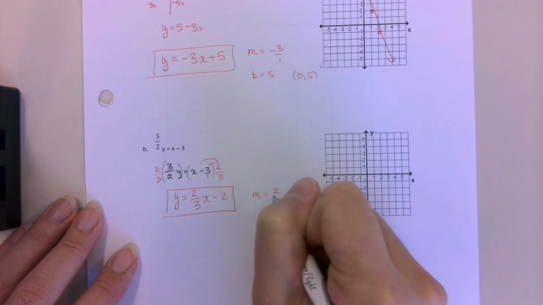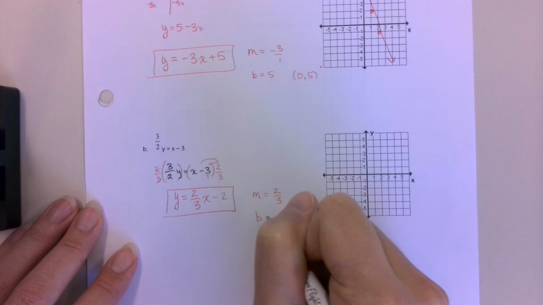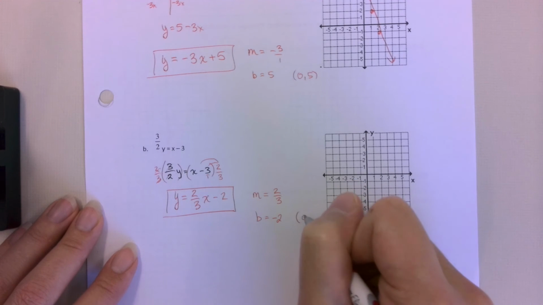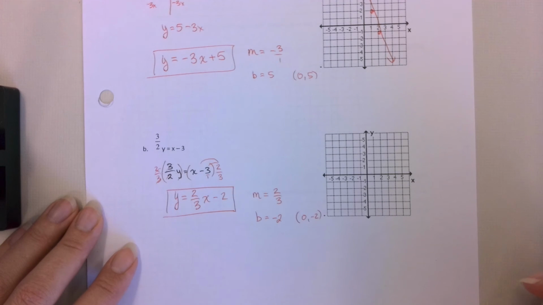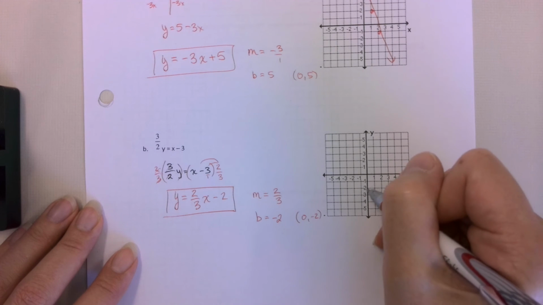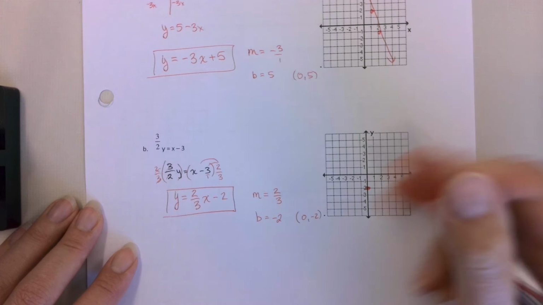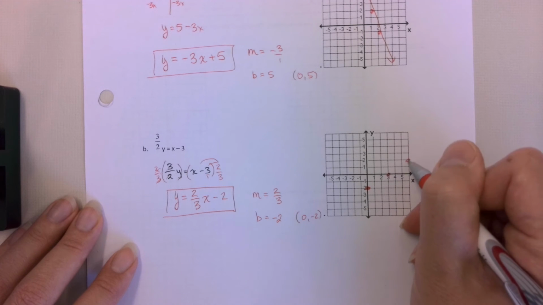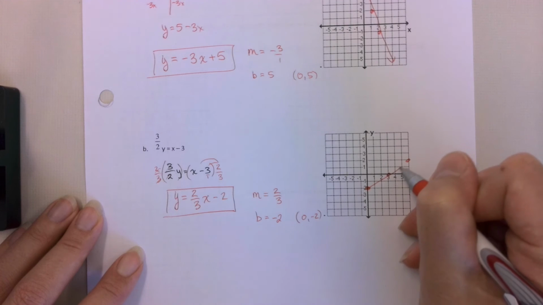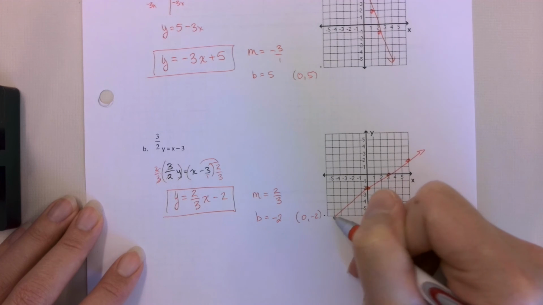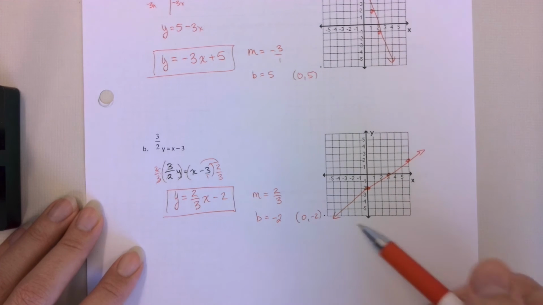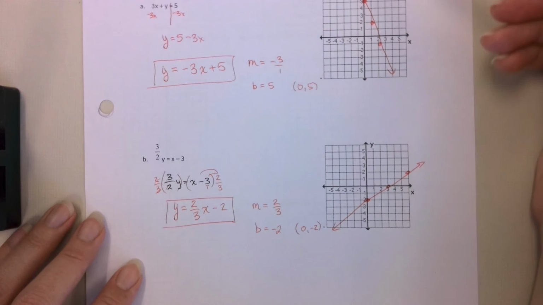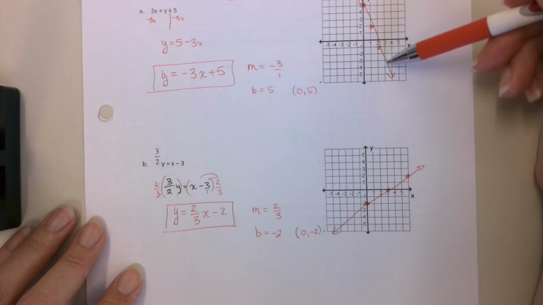My slope is 2/3, and my y-intercept is -2, which is truly an ordered pair of (0, -2). So your y-intercept is your starting point on the y-axis. Your slope is positive, rise 2, run 3, rise 2, run 3, and we would create this line. And notice again, I have a positive slope, so it's rising from left to right, where in my other problem I had a negative slope, so it's falling from left to right.